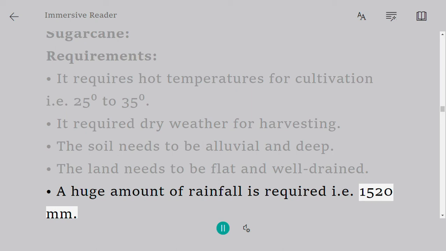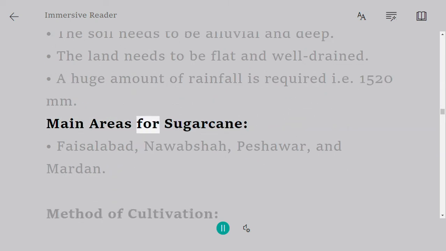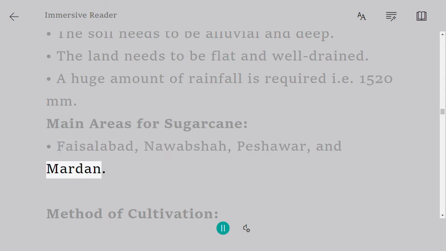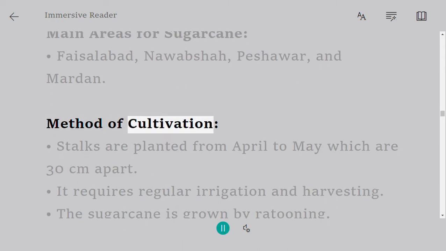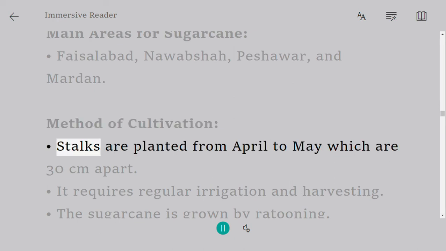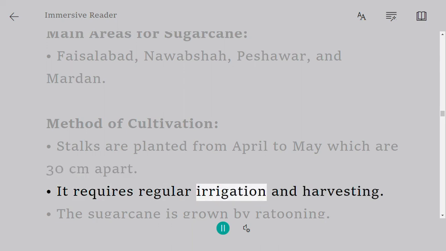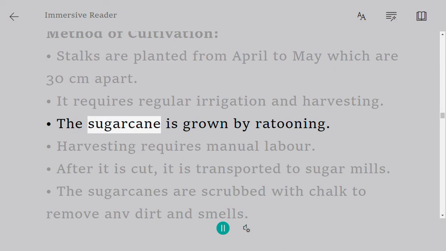1,520 millimeters. Main areas for sugarcane: Faisalabad, Nawabshah, Peshawar, and Mardan. Method of cultivation. Stalks are planted from April to May, which are 30 centimeters apart. It requires regular irrigation and harvesting. The sugarcane is grown by ratooning.